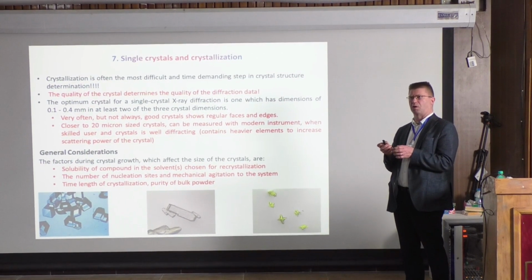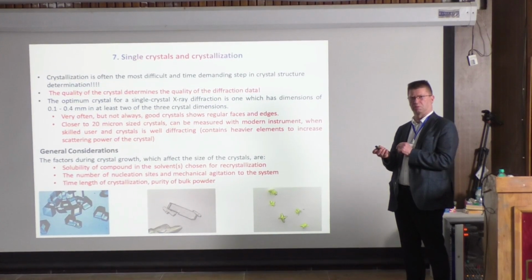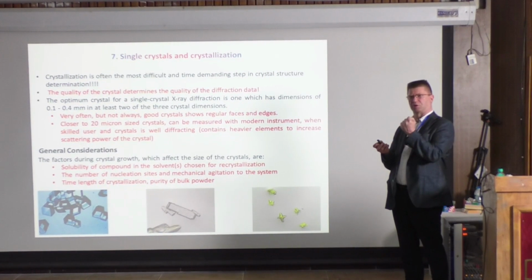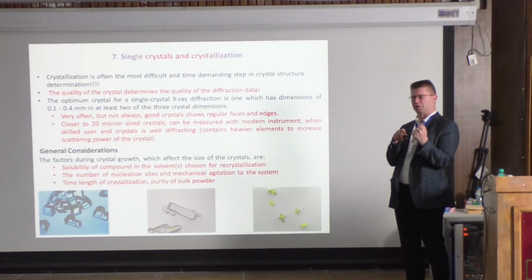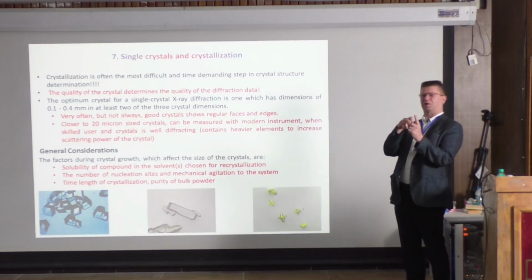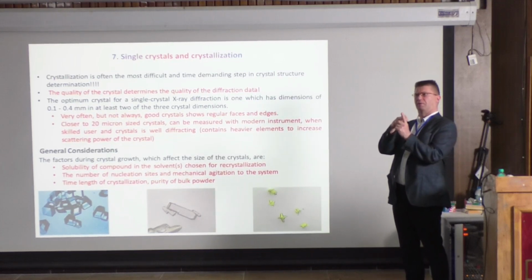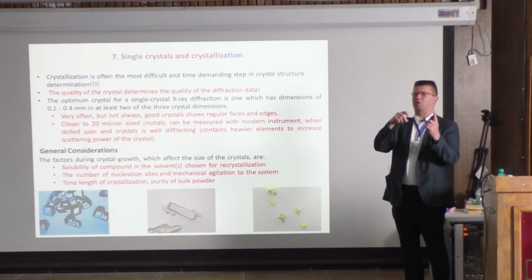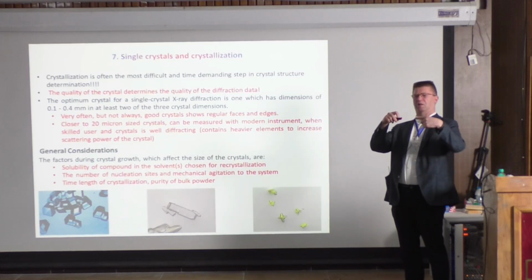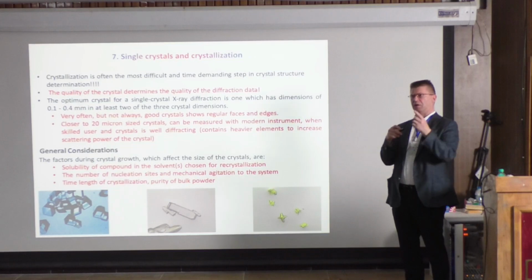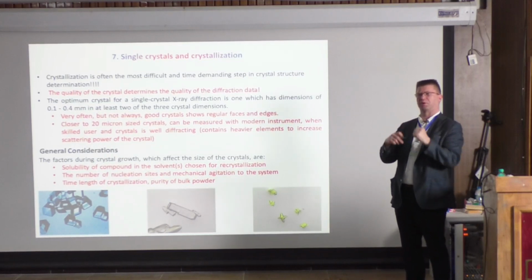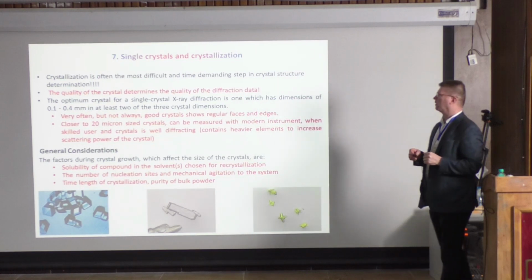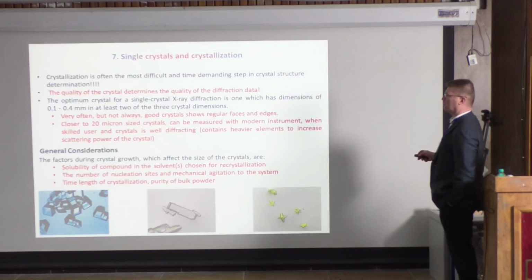But then the next best would be a cube, because it has the same shape in all directions. Why is this? Because we hit it with X-rays, and if it's thin, like my finger, the absorption in this direction is much less than in this direction. So if it's a sphere or a cube, then the absorption in all these directions is the same. So that's the idea. So we aim to have it.